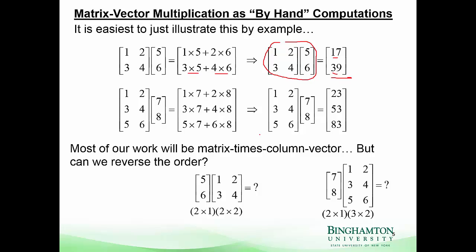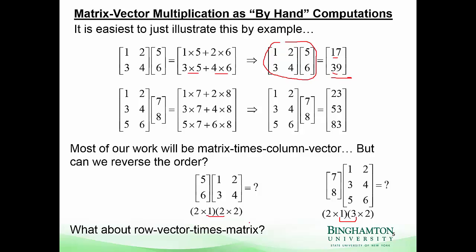Here's a couple questions for you before we talk about how this actually works. So most of the work that we do will be a matrix times column vector. Can we reverse the order? What do you think? Check the inside dimensions. Does that look like it will work? No, it will not work. But I will let you know that you should think about what happens with a row vector times a matrix.